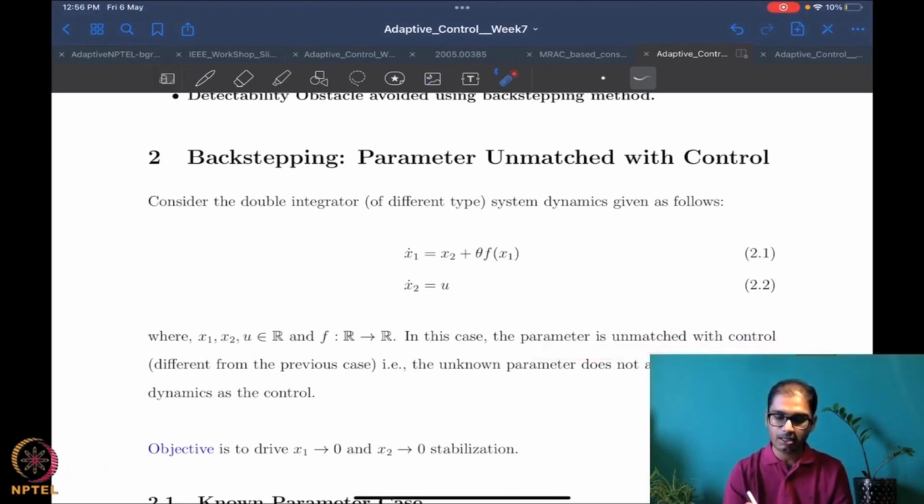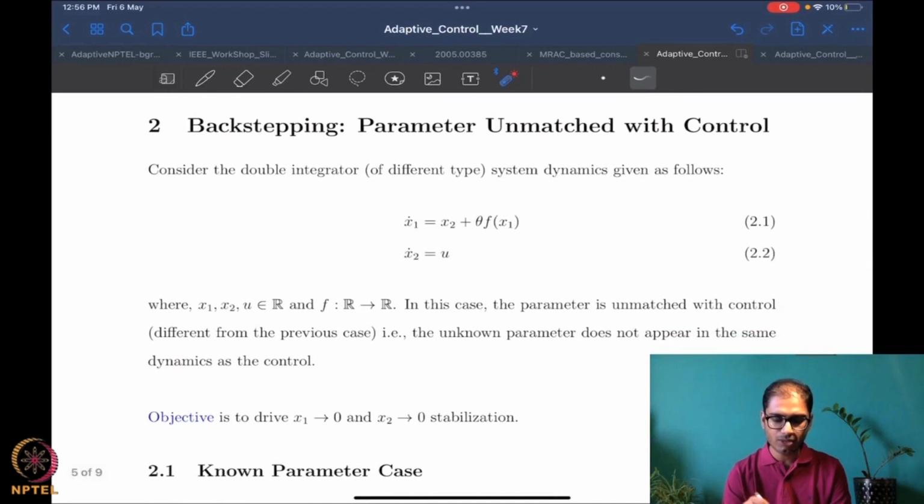Right, the unknown parameter does not appear in the same dynamics as the control. Now, because we are just demonstrating how backstepping can be used, we are just doing the stabilization problem. That is, we just want to drive x1 and x2 to 0. Now remember that the tracking problem is no different, honestly speaking.